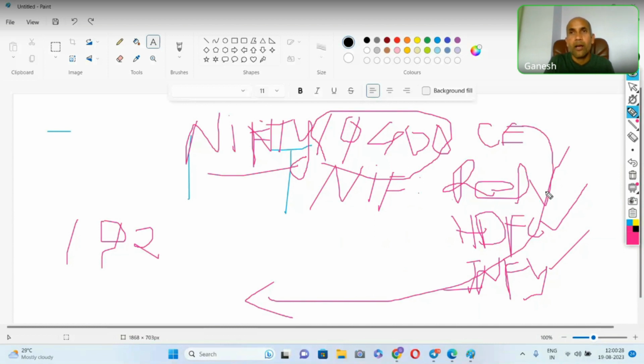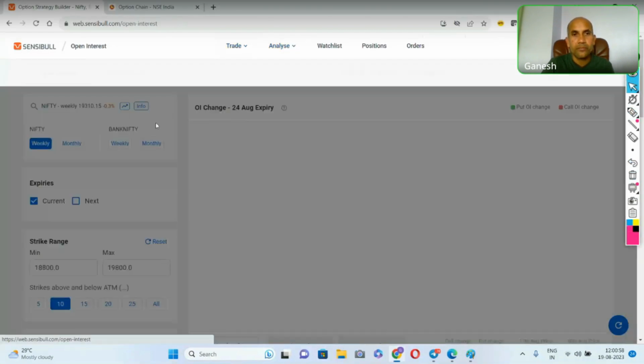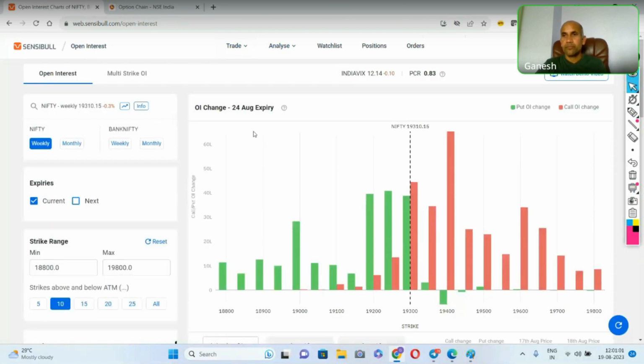Just the view went wrong. So because of the view correction, they start doing the opposite. That is how it happens. The Sensibull open interest, go to open interest.